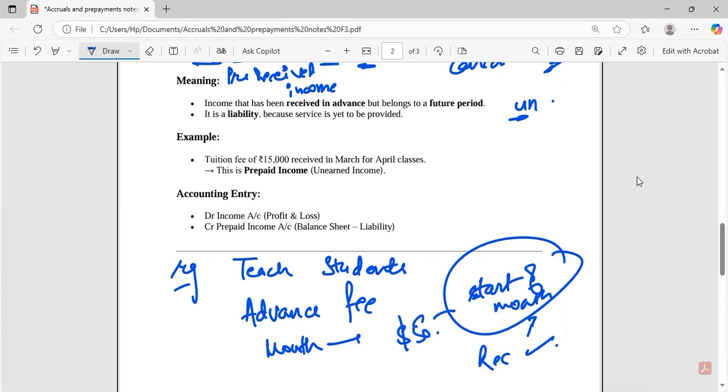I have to teach the students. I am yet to teach the students. So this is my liability because I have received the amount, but the service is yet to be provided. So we receive this income for a future period.